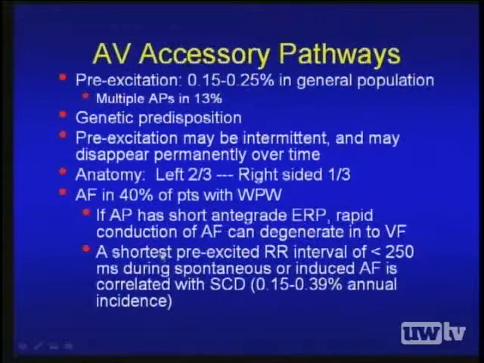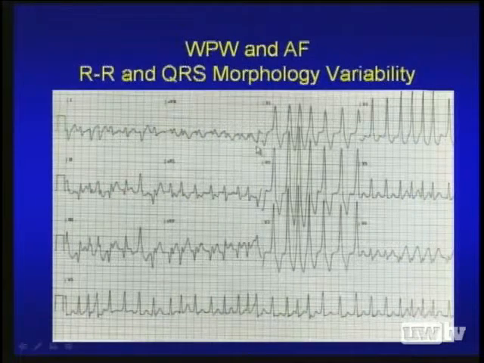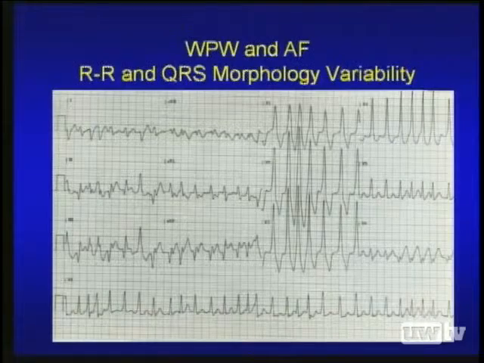A short RR interval on electrocardiogram that is less than 250 milliseconds during atrial fibrillation has been correlated with sudden cardiac death. And it's always good to remind yourselves what WPW with atrial fibrillation looks like. And the hallmark is not only the classic R to R variability seen in all atrial fibrillation, but also variability of the QRS morphology, which reflects varying degrees of conduction across the accessory pathway versus fusion over the normal AV node conduction system.